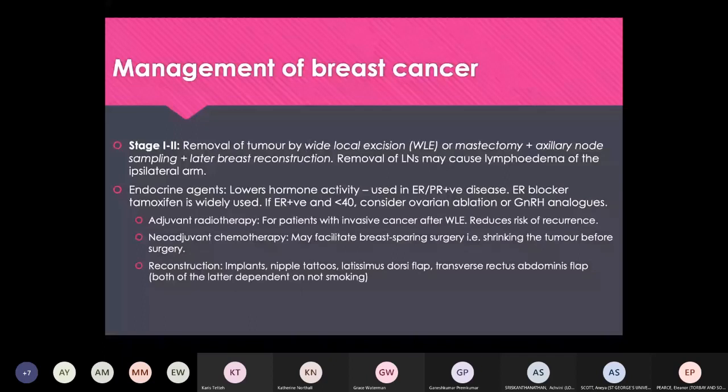And then, not straight away but a lot later on, we can think about reconstructing the breast, often with muscle flaps taken from different areas of the body. That's if the person's not a smoker, because if they are, there's a higher risk of failure of that reconstruction. Or you can use artificial implants, and you can tattoo on nipples and things like that.